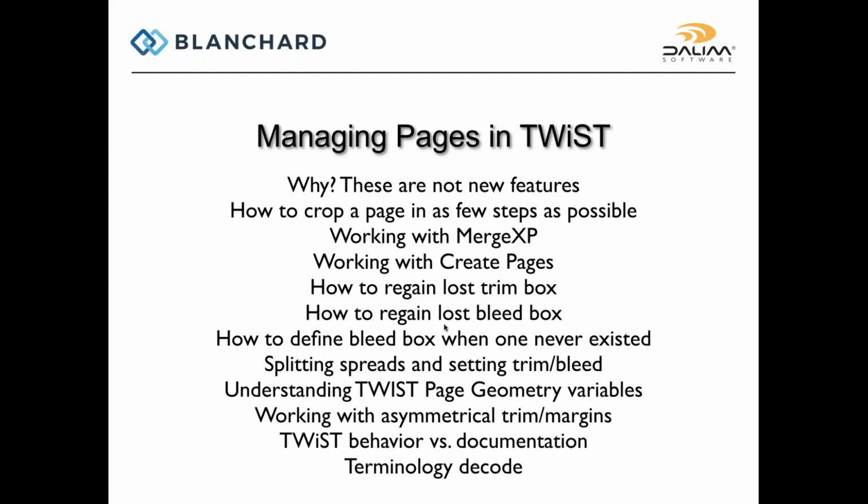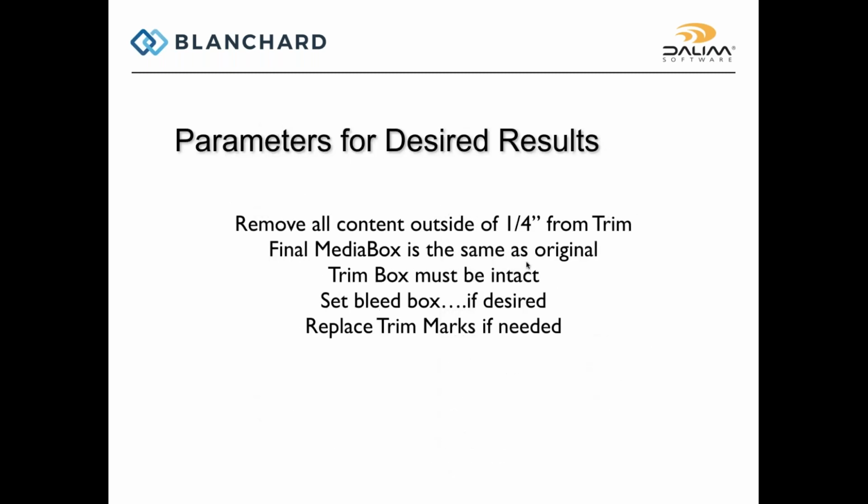Sometimes, well, not sometimes, it almost always happens if you go through tools that manipulate pages, it'll throw the bleed box out. How do you get it back? And often it'll toss the trim box out. How do you get that back? And I think the last 2 items are kind of known by people who have worked with Twist for a while. Sometimes the documentation is less than obvious. The behavior is less than obvious. And some of the terms they use, I really think have to be decoded into real English.